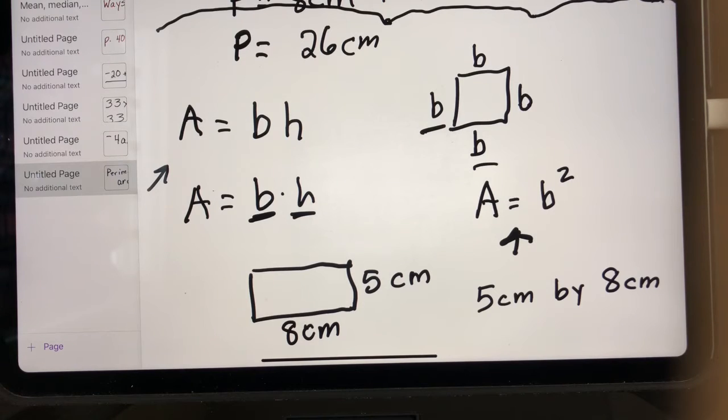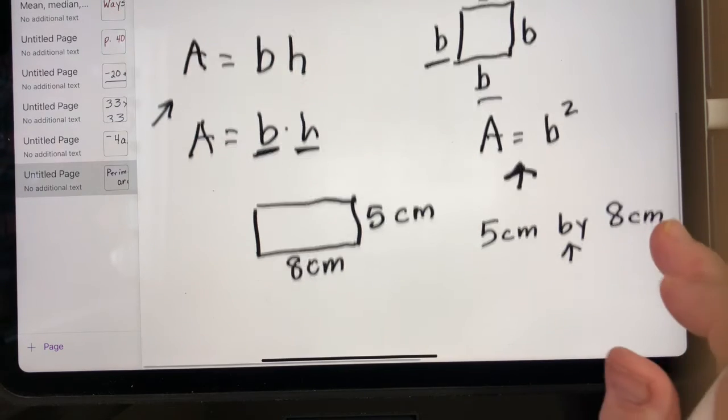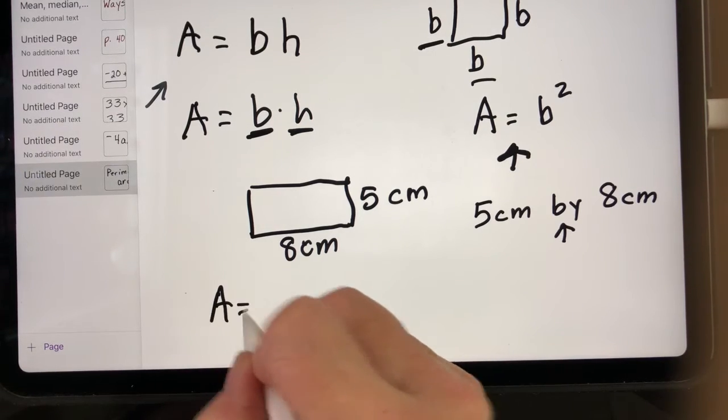You do 8 times 5. Base times height. Base times height. Whenever you see this "by", if you say something's 5 by 8, what are we always going to do, William? Whenever you see "by", like when we're talking about dimensions of a room, 8 by 5, we'll multiply, won't we? You see that, right? So that'll help you with problems besides just this one, won't it? Okay, so my area equals base times height.